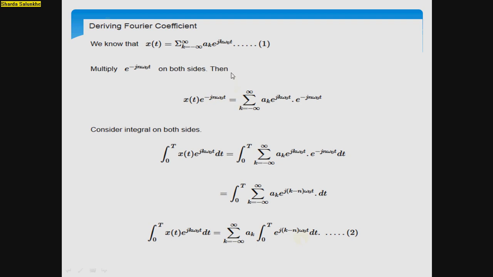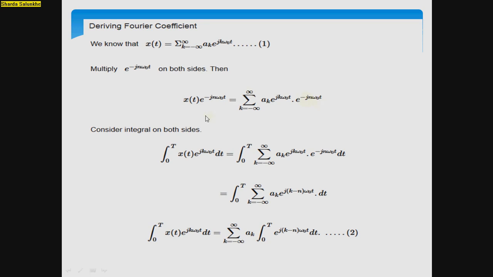Now let us derive the Fourier coefficients, that is a k. We know that x of t equal to summation k equal to minus infinity to infinity a k e raised to j k omega 0 t. This is the first expression. If you multiply by e raised to minus j n omega 0 t on both sides, you will get x of t into e raised to minus j n omega 0 t equal to summation minus infinity to infinity a k e raised to j k omega 0 t into e raised to minus j n omega 0 t.